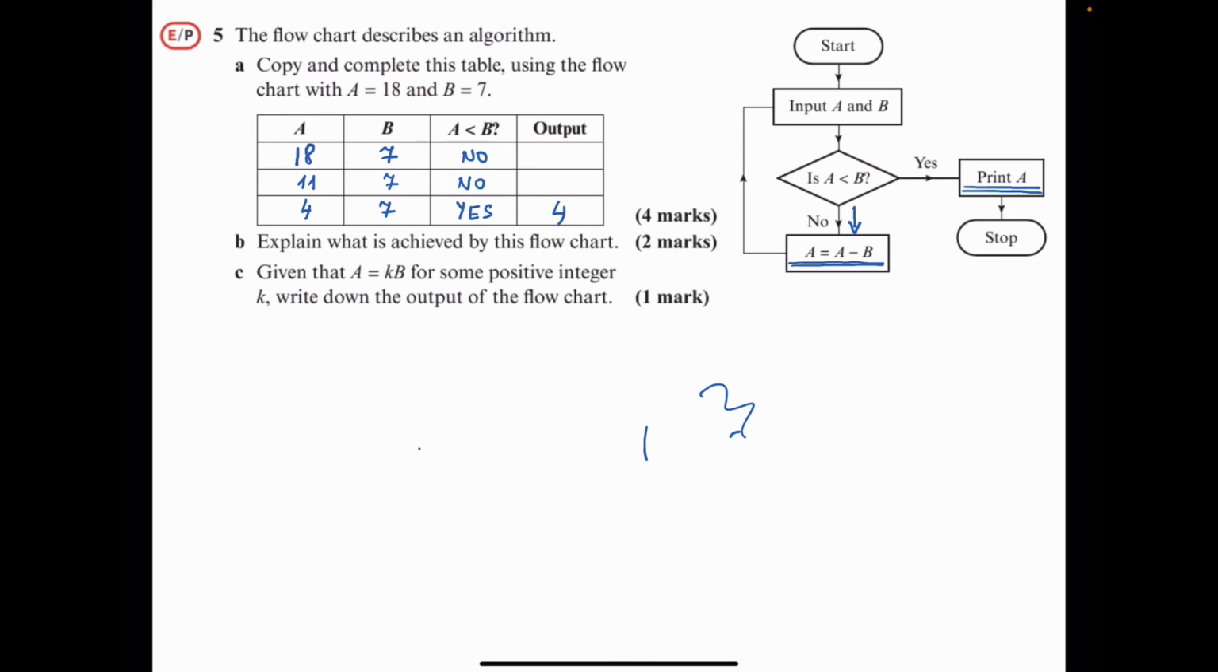So when I finished, part B asks what is achieved by this flowchart. So you can try to think, or if you did try to think, if you look at number 8 and number 7, what do you need to do with them in order to get number 4? Well, if you thought correctly, then this is the remainder after the division. Remainder after A is divided by B.